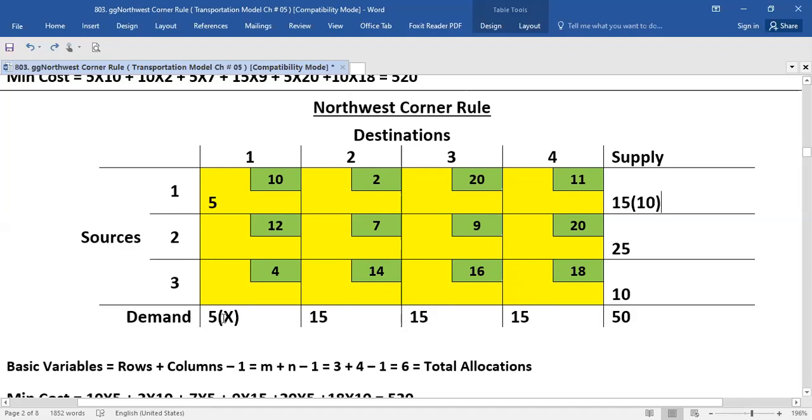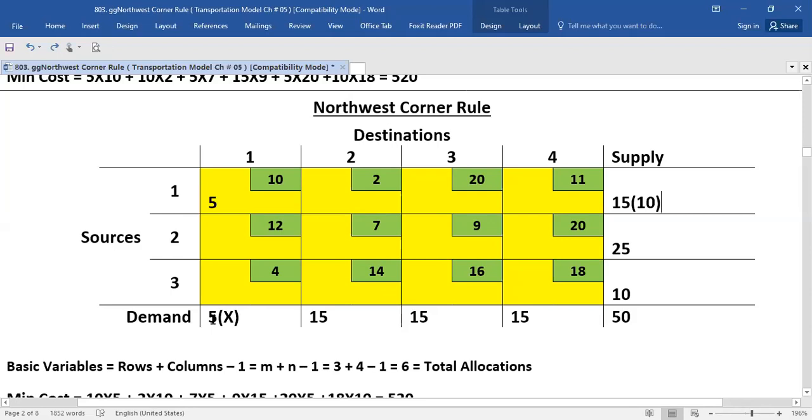Firstly, you will allocate the value of 5. How will you allocate? You will see which one is minimum. 5 is minimum compared to this 15 supply. You will put 5 in this cell. Then your supply was 15, which reduces to 10 after subtracting this 5. And your demand is 5, and if you subtract this from your demand, nothing is left, so you will put a cross sign in front of 5. This was the first step you will do.